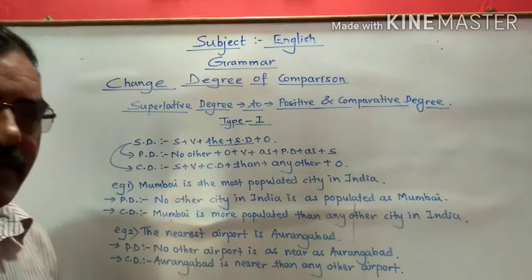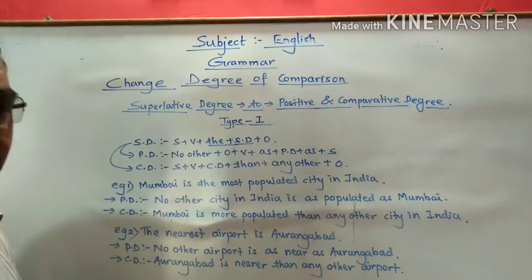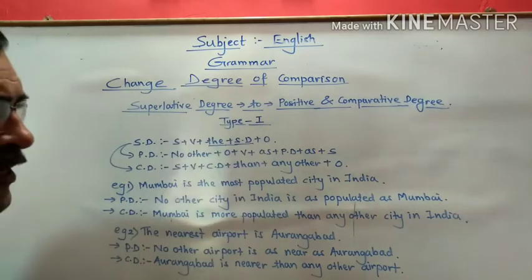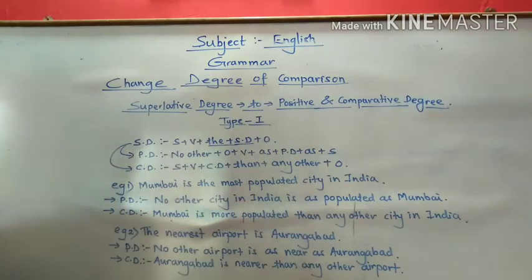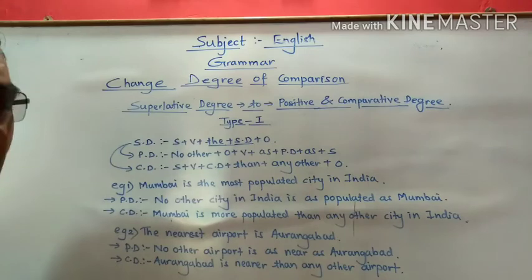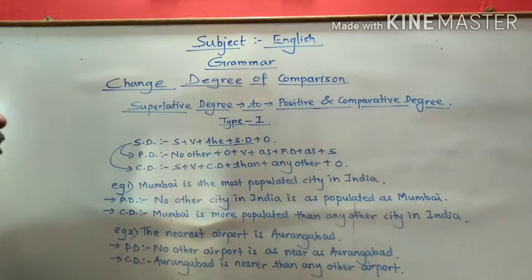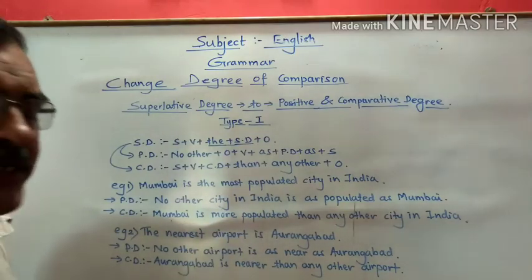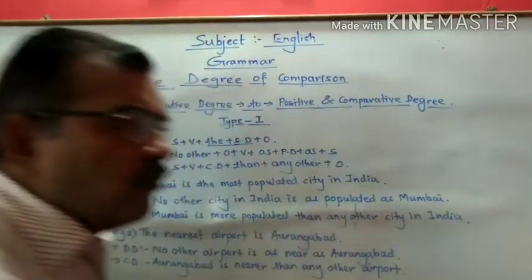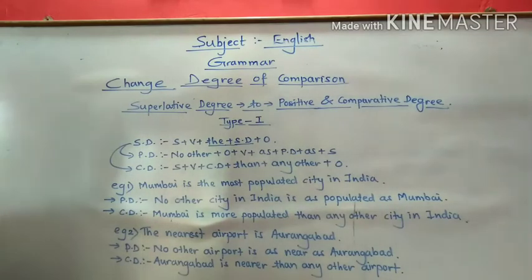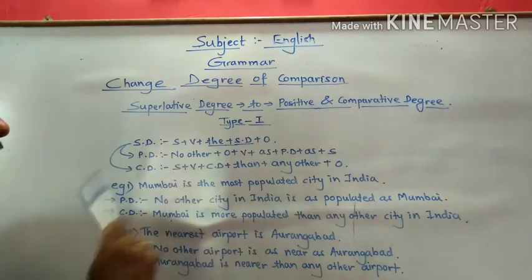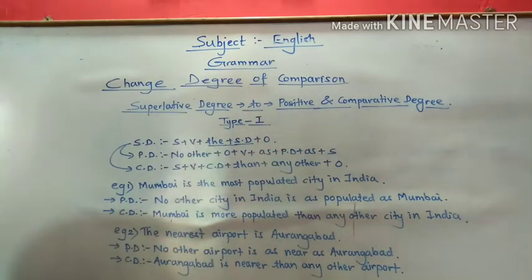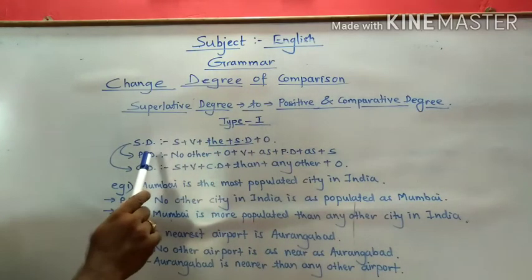So good morning friends. In the previous topic we have seen how to change positive degree into comparative, and comparative degree into positive. Now today in part 2 we are going to see how superlative degree can be changed into positive and comparative degree. In the first type, basically, superlative degree can be changed into positive and comparative degree depending on the type of the sentence we are having.